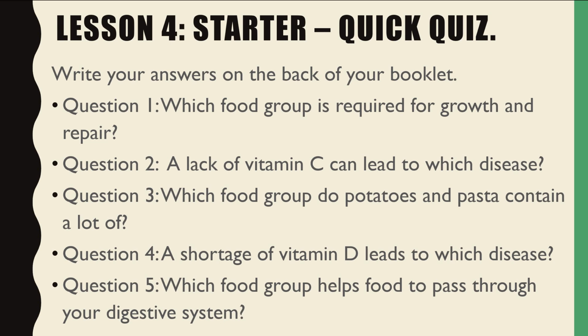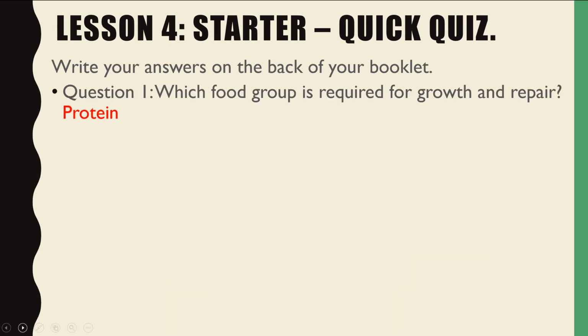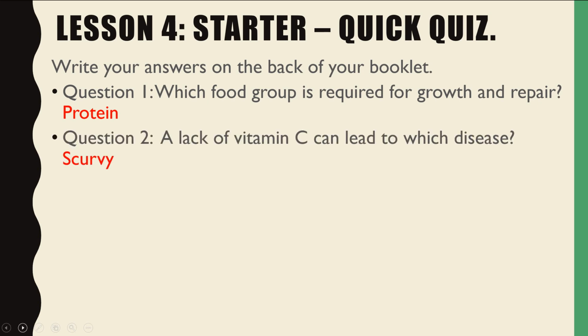Okay, so let's have a look at the answers to these questions. So if you check yours as we go along. Question 1, which food group is required for growth and repair? Would be protein. A lack of vitamin C can lead to which disease? Is scurvy.